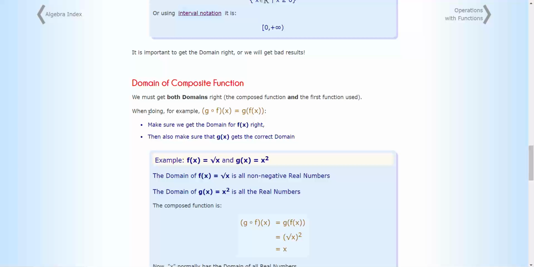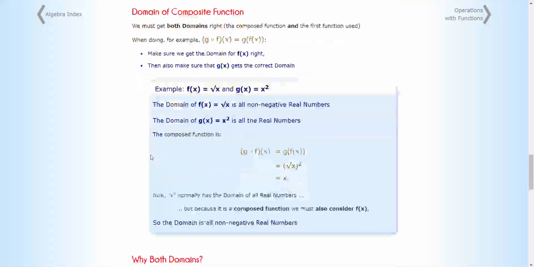So when doing, for example, the composition of G and F, G composed with F equals G applied to f of x. Now, assuming that f of x is the square root of x, and g of x is x squared, we should consider the domains. The domain for the square root is non-negative real numbers. For x squared, it could work for any number, so all the real numbers.